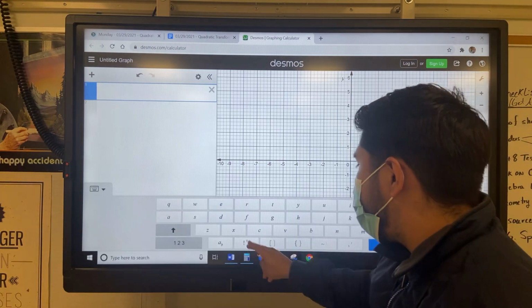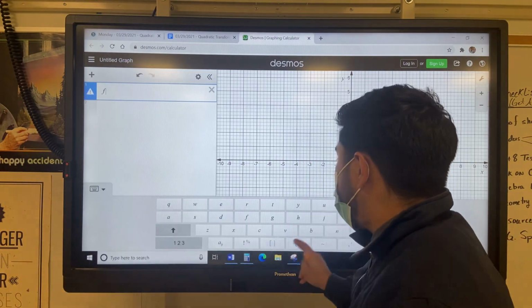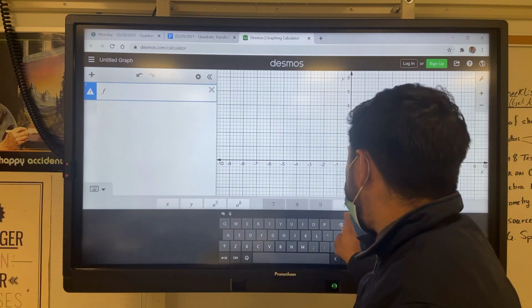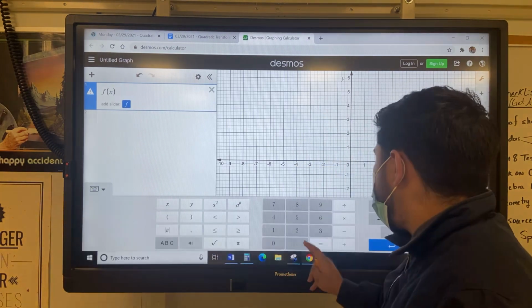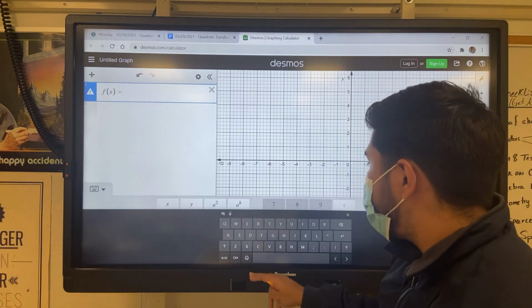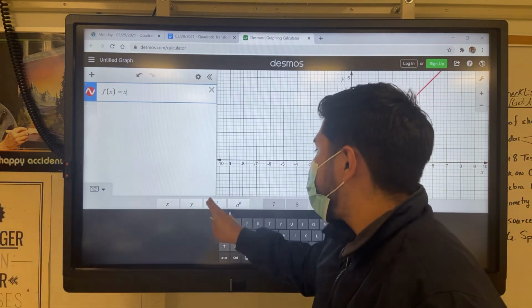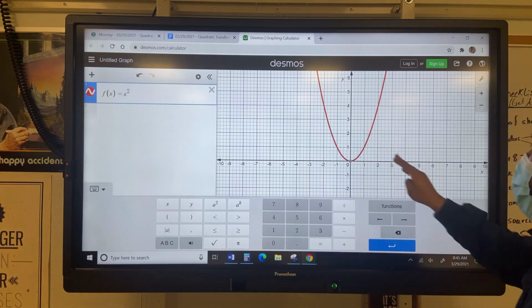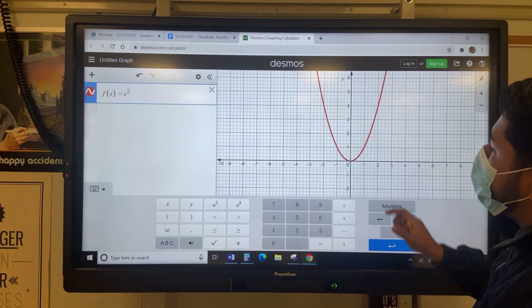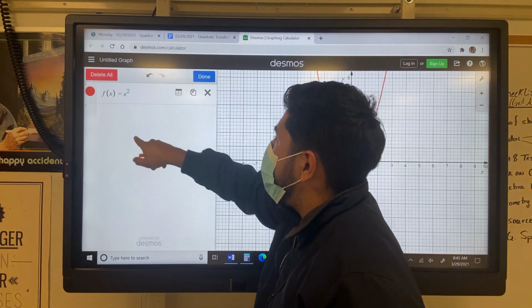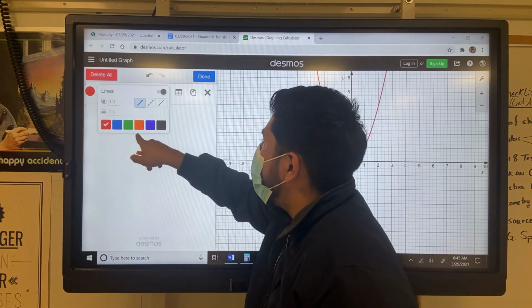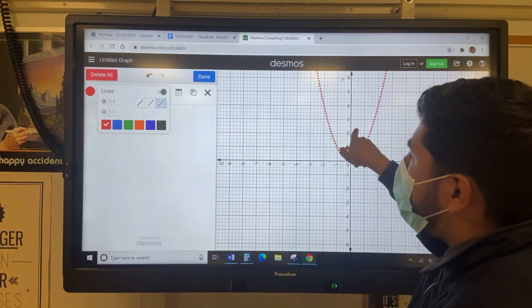Now it comes up. F of x equals x squared. This is a beautiful parent function. In case we're moving this guy around, one thing I want to do is make it dotted so I know that that's my parent function, okay?